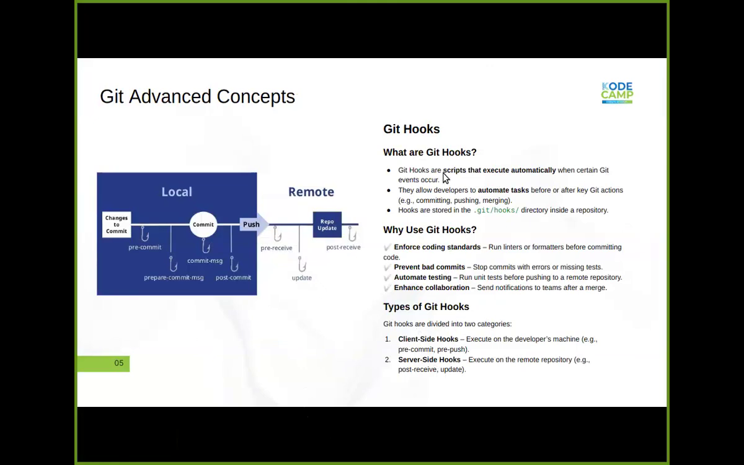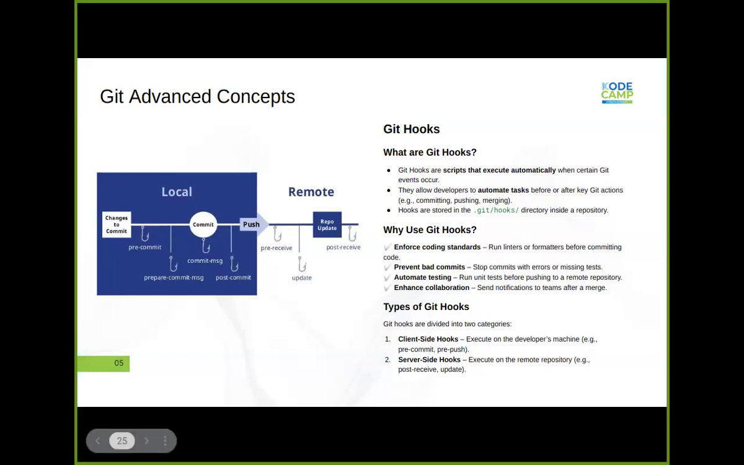So yeah, these are Git hooks. What Git hooks are, basically, they are scripts that execute automatically when certain Git events occur. They allow developers to automate tasks before or after Git actions. Git hooks are stored in the .git/hooks directory.